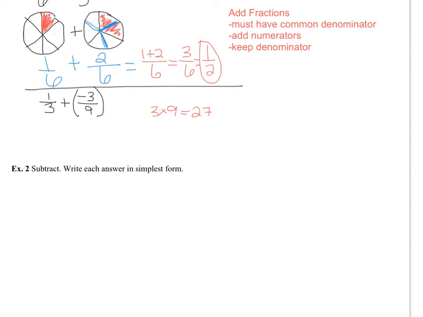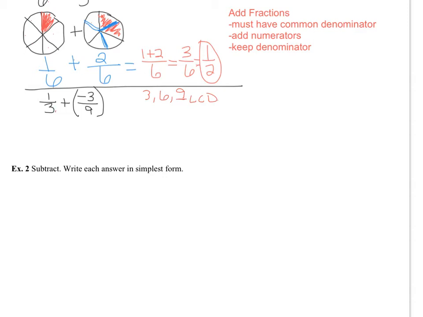You can just multiply your 2 denominators together, and you know that number is going to be a multiple for both. If you don't want to use 27, another way to think about it is trying to find multiples that they have in common. So we're looking for the least common multiple. So if I count up by 3s, I have 3, 6, 9. So I'm going to use 9 as my LCD, my least common denominator.